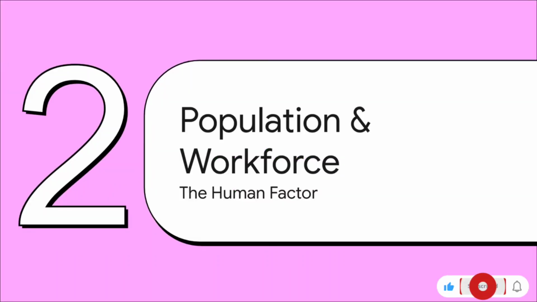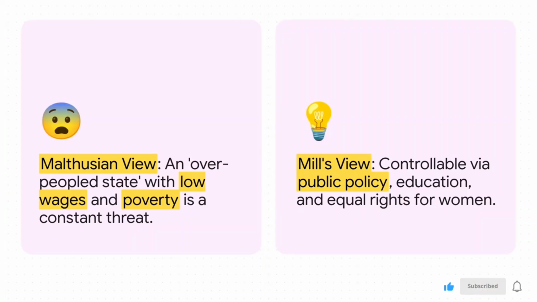All right, next section, population and the workforce. So now that we have the basic ingredients, let's bring in the people. And Mill's views on population were pretty different and way more thoughtful than what came before him. So you've probably heard of Malthus, right? The guy who was super pessimistic, thinking population growth would always lead to starvation. Mill started there, but he totally flipped the script.